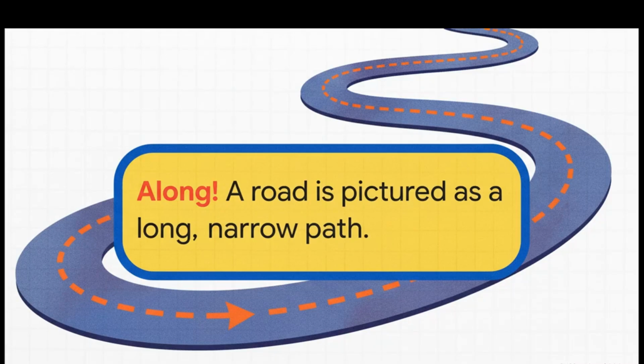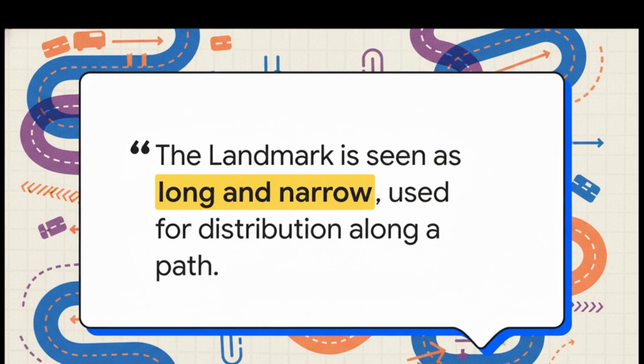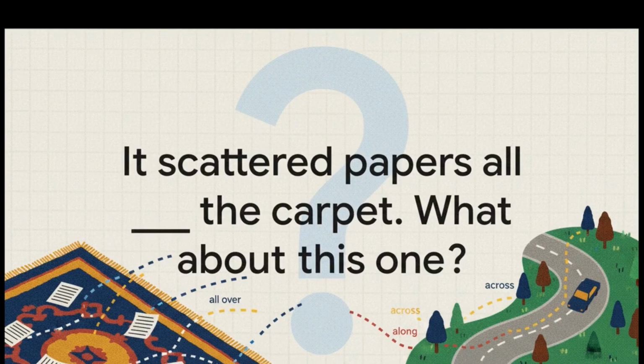And the answer is along. And this is a perfect example of why. We mentally picture a road as a long, narrow path, right? A line. So when something is distributed on that path, along is the word you want. Makes total sense.